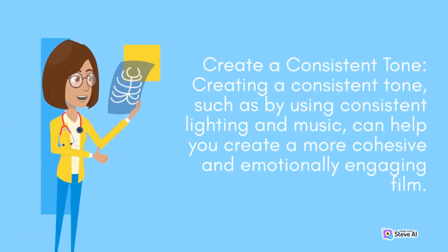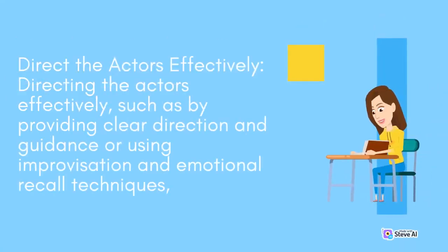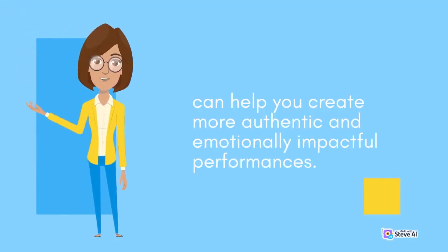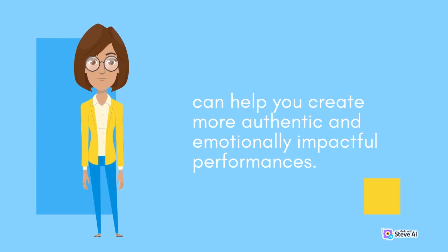Create a consistent tone. Creating a consistent tone, such as by using consistent lighting and music, can help you create a more cohesive and emotionally engaging film. Direct the actors effectively. Directing the actors effectively, such as by providing clear direction and guidance or using improvisation and emotional recall techniques, can help you create more authentic and emotionally impactful performances.